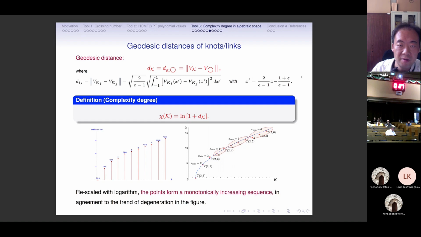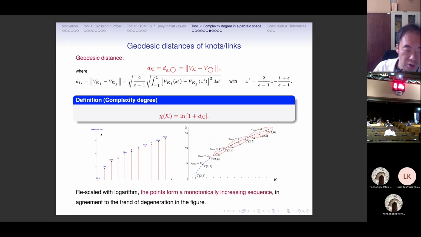Then in this page, we can define the complexity degree. Firstly, we define the geodesic distance. That is the distance between the knot point and the origin of the space. We define this to be the distance. Then we use a log function to express the complexity degree. There are some technical details within that.